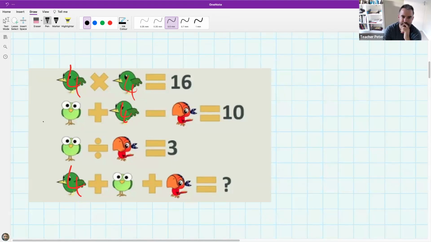Okay. I'll give you a hint because we're a bit short on time. Try 9 for this. Try 9 for the green Angry Bird, or the light green. See if that helps.